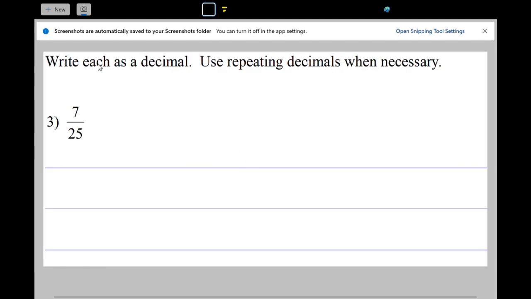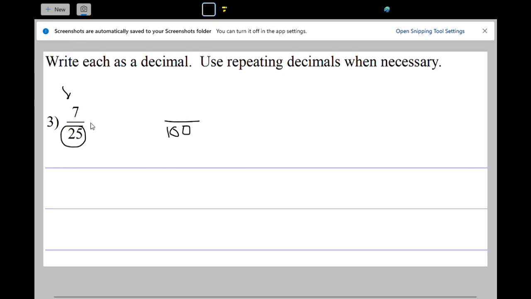Okay, so let's check out this one, right? Write each as a decimal, use repeating decimals if necessary. This is very similar to our first one, except this time we've got a 25 down below. I will not be able to change that into tenths because 7 can't be divided. And if it could, it would just make me a long decimal anyway. It's going to basically make it more difficult. But making it into a hundredth is quite easy.